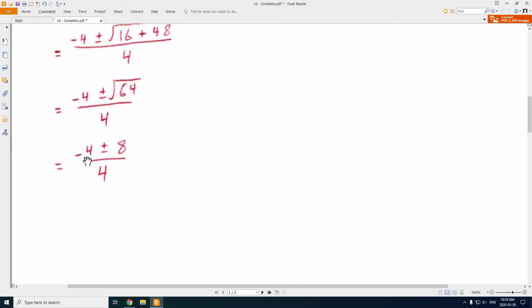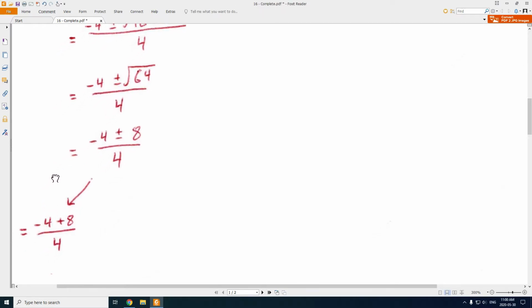And at this point, we can't really simplify any further until we deal with this plus and minus. So once you get to this state here where you've simplified really as far as you can go, now you split off into two answers. One answer will use the plus, one answer will use the negative. Okay, so first answer we're going to split off here. We're going to use the plus. So I'll rewrite my equation with only the plus this time.